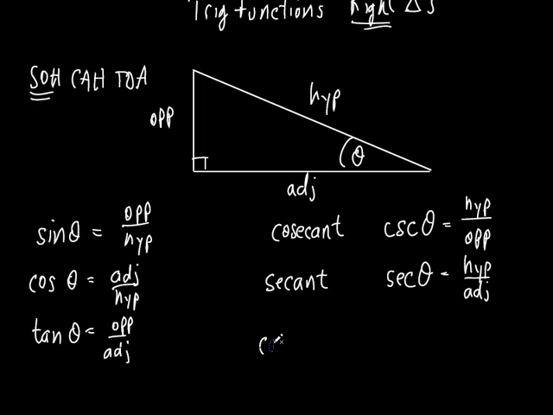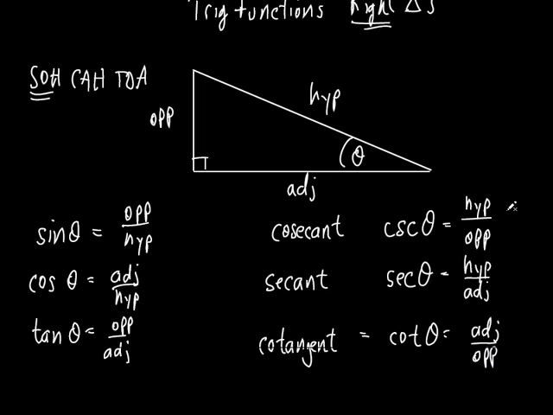Then we have another one. It's called the cotangent. Cotangent. All right, and we just put COT for cotangent. Now the cotangent is the inverse of the tangent. So if the tangent is the opposite divided by the adjacent, then the cotangent is adjacent over opposite.